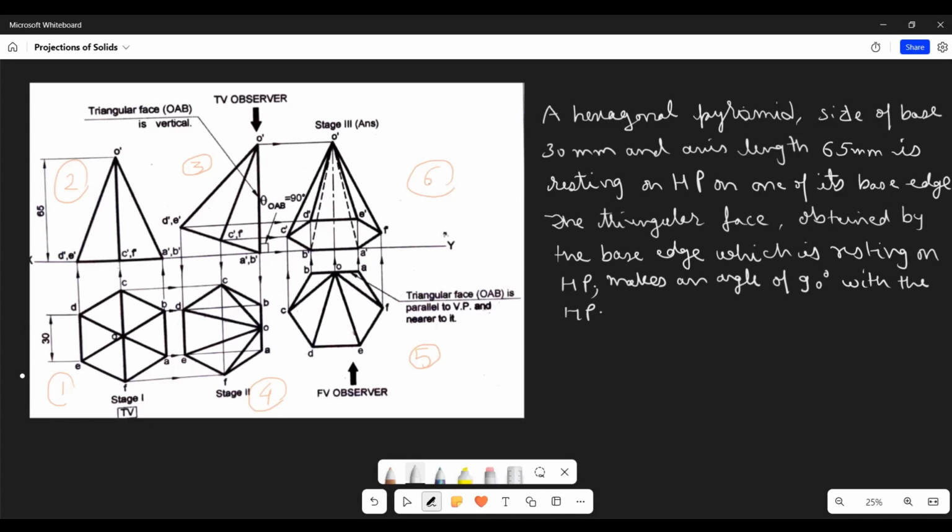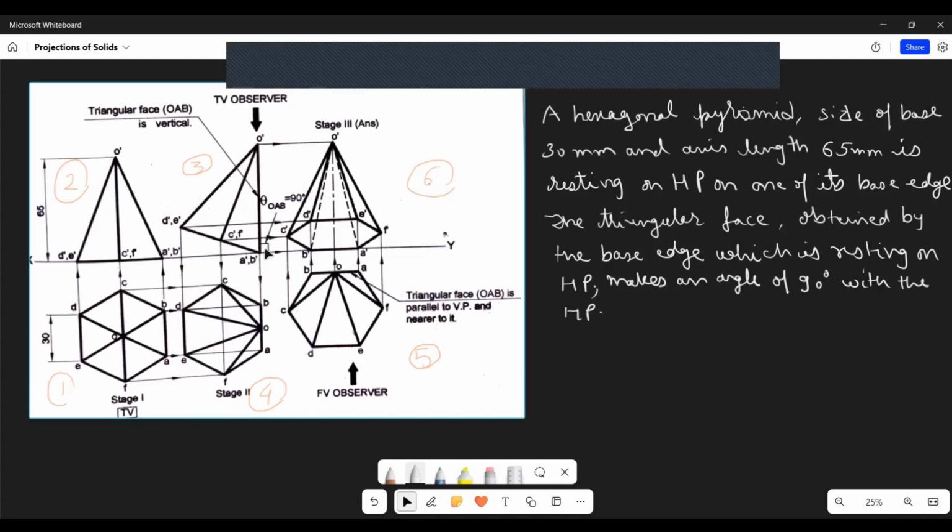Now it makes an angle of 90 degree with the HP, means this edge which we see in the front view is making 90 degree with the XY line. So this third view can be drawn. What is the angle of inclination of this hexagonal pyramid with the HP? We don't know what is the angle of inclination.